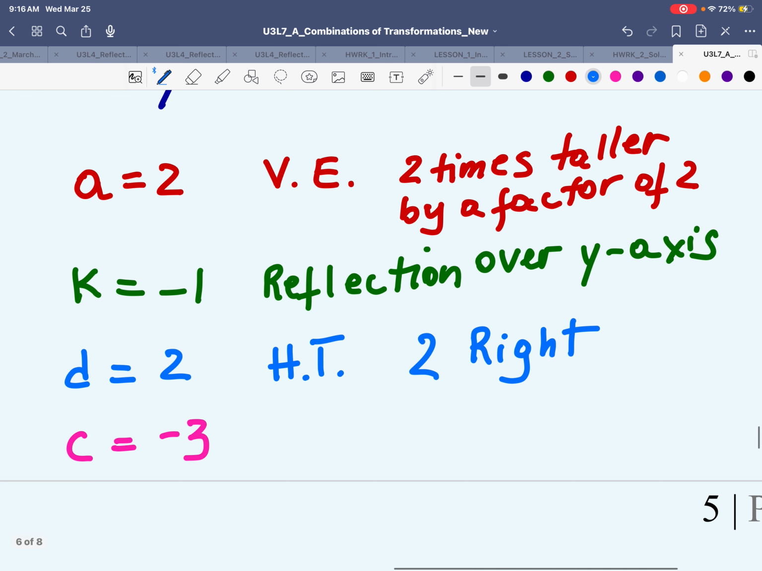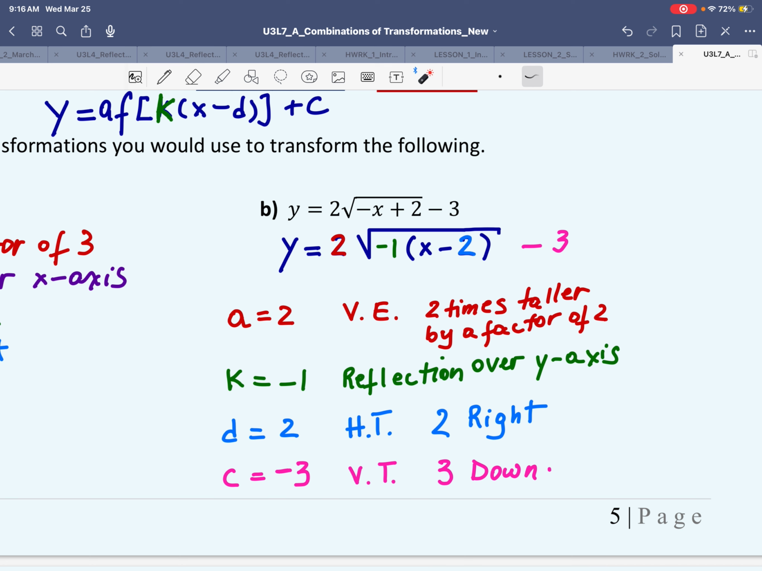And c equals negative 3. That is my vertical coefficient, so vertical translation. And it is negative, which means that it's going vertically in the negatives, so 3 down. And this is how you would describe the transformations. The same order in which you describe the transformations is the order that you use to draw the graphs of functions. So you would apply the stretch first, the expansion in this case, there are no compressions, and then reflections, and then the translations.